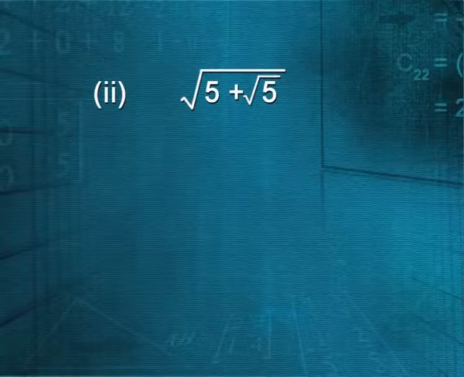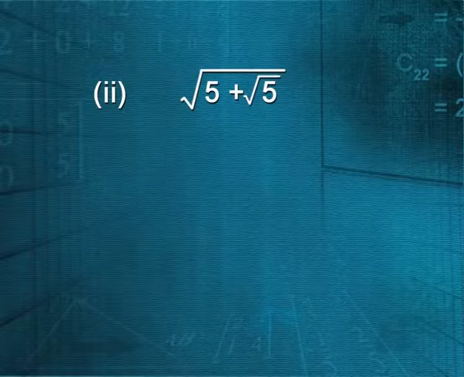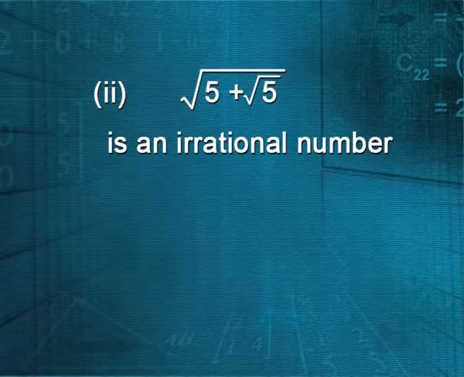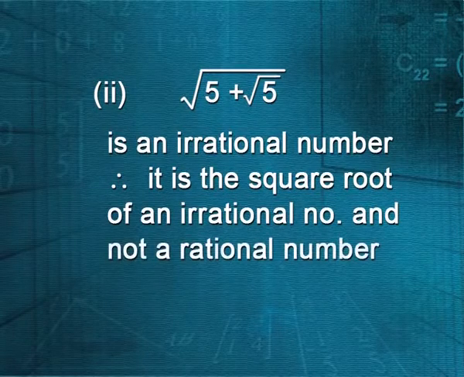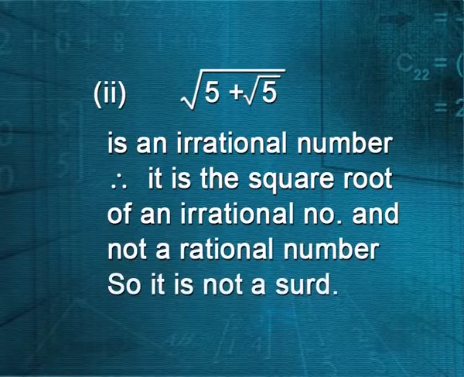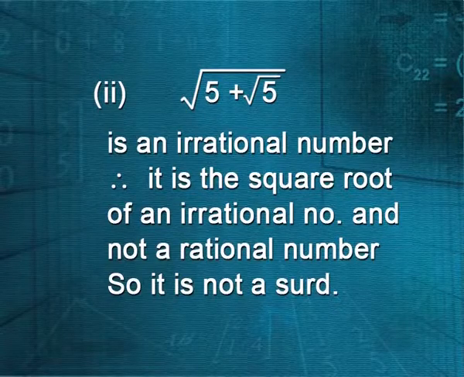From the definition of the surds you can say that cube root of 27 is not a surd. Let us take second example where we have given square root of 5 plus under root 5. Now, square root of 5 plus under root 5 is an irrational number. Therefore, it is a square root of irrational number and not a rational number. So, it is not a surd.